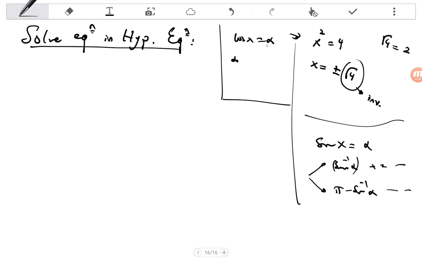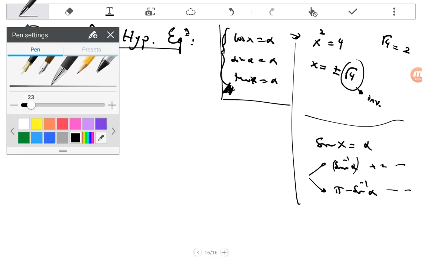As we have studied before, cosine x equal to alpha, sine x equal to alpha, and tan x equal to alpha. We have learned the three basic equations in trigonometric functions. These were three basic forms from which any other equation may be simplified or expressed in any of these three equations.